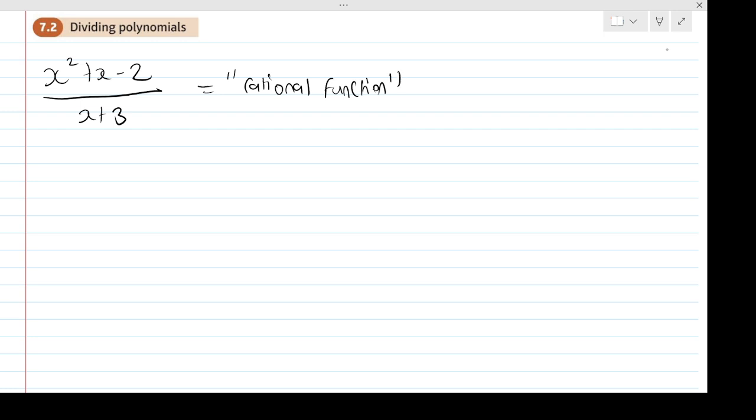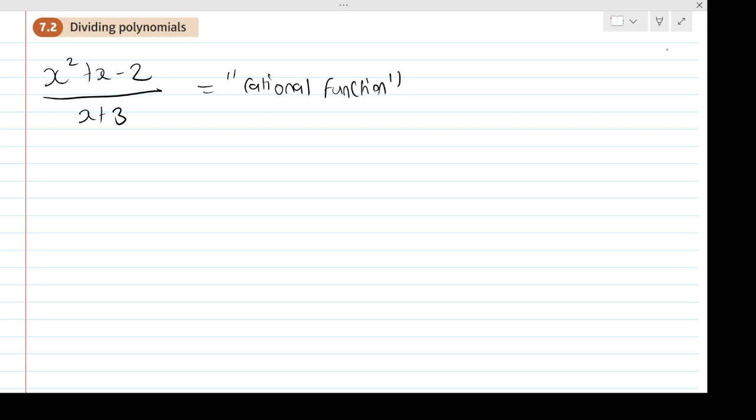Hello. So in this section, we're going to be looking at dividing polynomials. Last time we looked at algebraic fractions as an example, x squared plus x minus 2 over, say, x plus 3. That is an algebraic fraction, or we call that a rational function or expression, because there's a polynomial on the top and the bottom, the numerator and the denominator of the fraction.